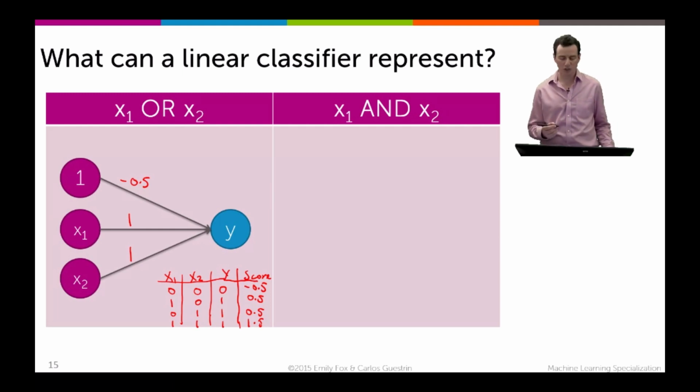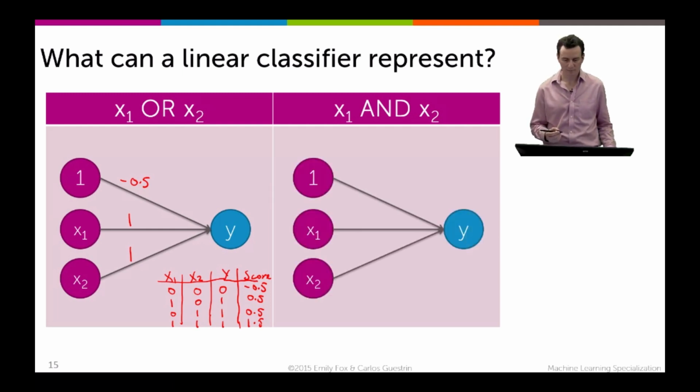Now, can we represent the function x1 and x2? Well, similarly, we can put weights 1 and 1 on the edges x1 and x2, but in this case, we only want to turn it on when both x1 and x2 have value 1. So instead of putting minus 0.5 on that top edge, we put minus 1.5. And if you fill out the table, just like we did with the first example, you notice that we now represented the function x1 and x2 using a simple neural network.